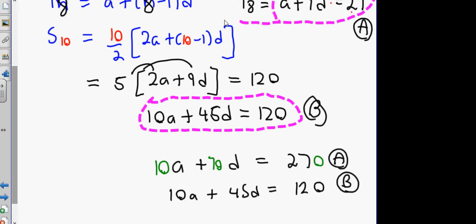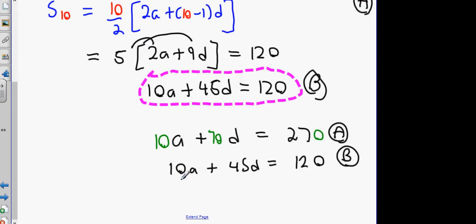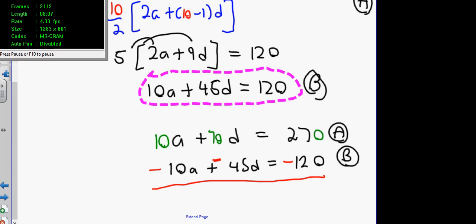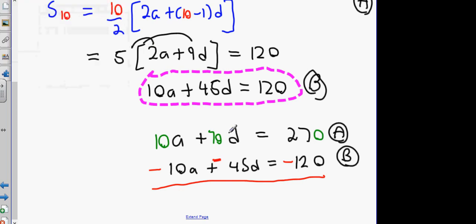And 27 turns into 270. Now, currently, they're not cancelling. We need to make sure they cancel each other, so we need to change one of them to minuses. We can change the bottom one to minuses if you want. Multiply both sides by minus: minus 10a, minus 45d, minus 120. Now that we have this done, what you get is 70d minus 45d is 25d, equal to 150.